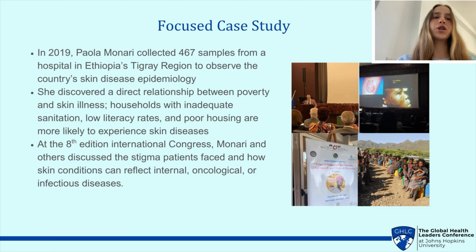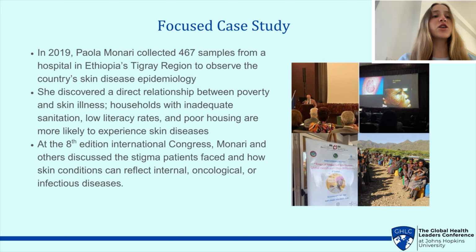Before we discuss a solution, let's look at Ethiopia. In 2019, Italian researcher Paolo Monari collected 467 samples from patients in the dermatology sector in the Axum Referral Hospital. She observed skin diseases and discovered a direct relationship between poverty and skin illness. Notably, people in large households with inadequate sanitation and housing, as well as low health literacy, had a higher likelihood of having skin conditions. Paolo also emphasized that buying 1 tube of medication is expensive enough, and the majority of people cannot afford to purchase 2 or more tubes of the medication, so they are unable to receive the proper treatment for their illnesses.